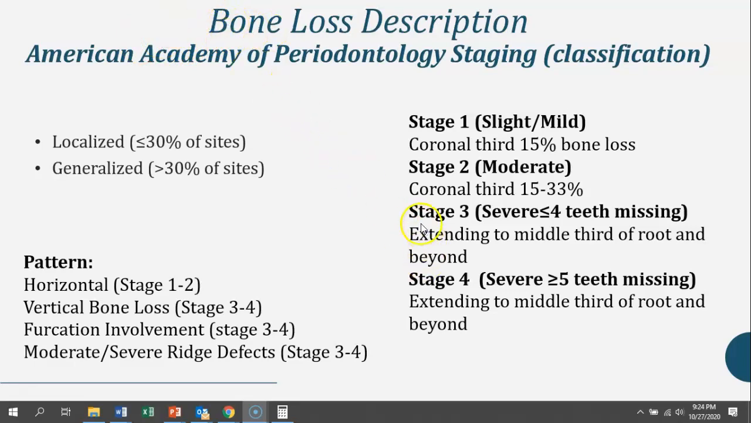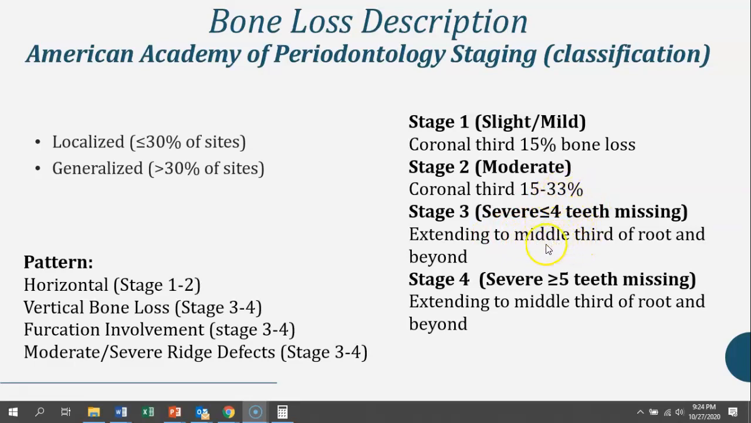Stage three is when we start to go into the severe stage. There can't be any more than four missing teeth from specifically periodontal disease. So not like they knocked out a tooth playing basketball. It has to be a tooth that was lost because of periodontal disease. So no more than four teeth missing, and then the bone loss will be extending to the middle third of the root and beyond. So it's more than a third of the way, basically. It's more like almost halfway.